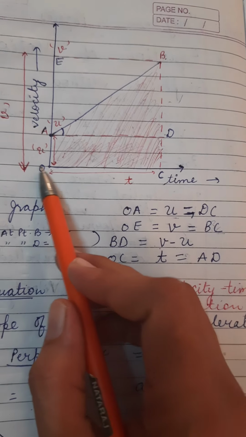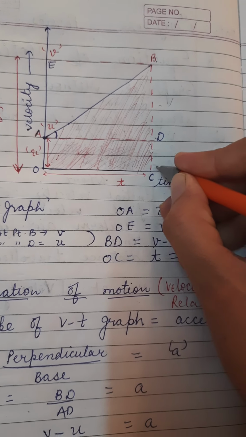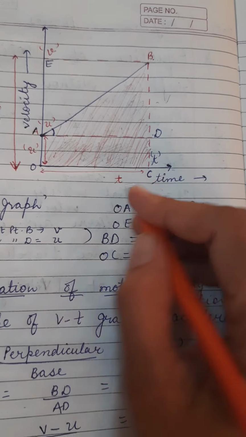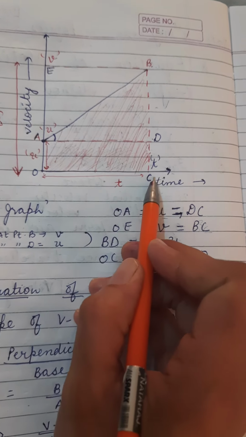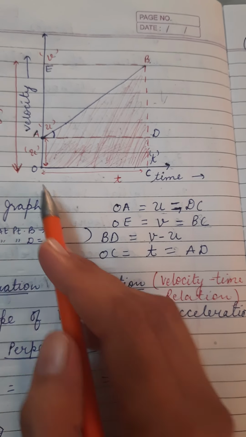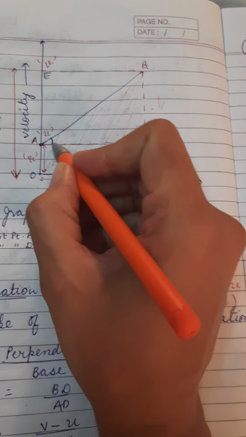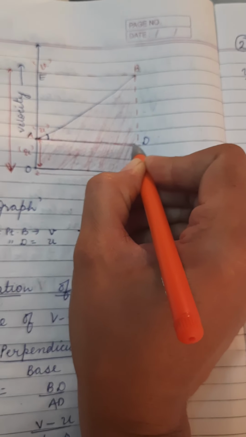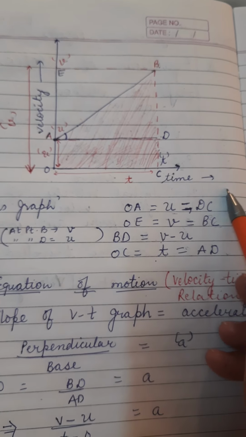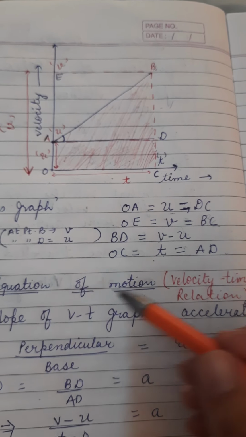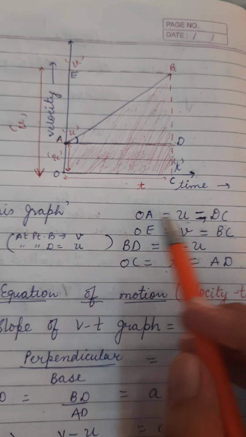And OC is equal to t, because at point C the value of time is t, and at point O the value at the origin is 0. Then t minus 0 is t. And the line parallel to this, that is AD, also has the value t. These values are very important because they will be used in the derivation. I hope you understood, because this is very easy.